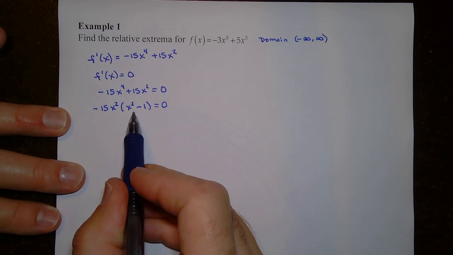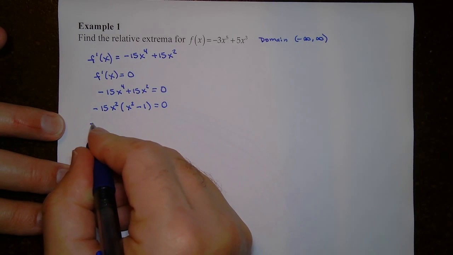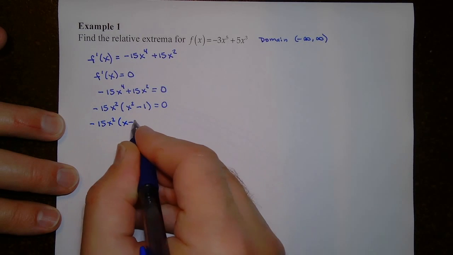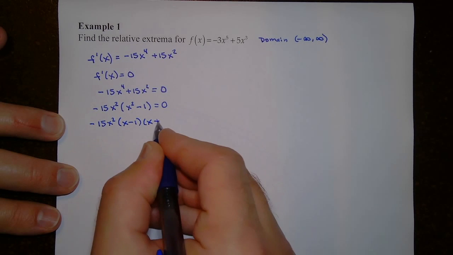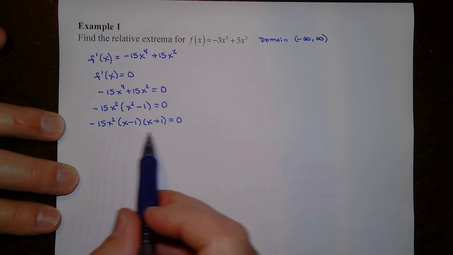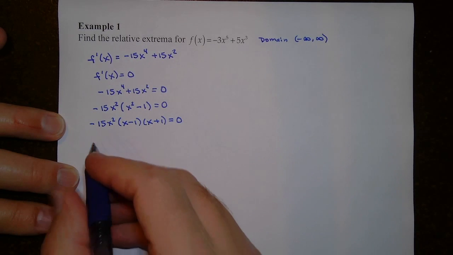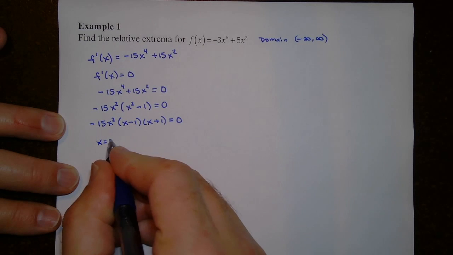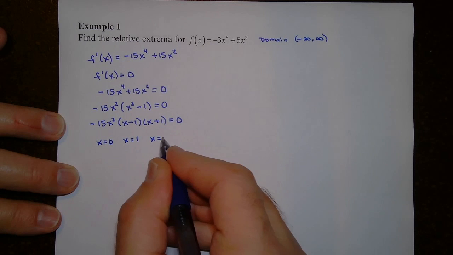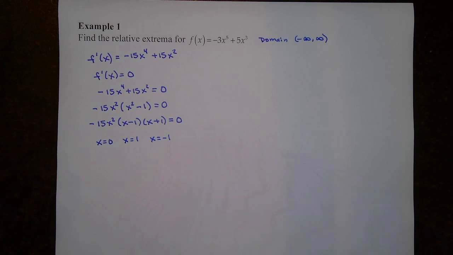Then we should notice, oh, that's a difference of squares. So that makes negative 15x squared times x minus 1 times x plus 1 equals 0. To solve this, this would happen when x equals 0, when x equals 1, and when x equals negative 1. So our function definitely has horizontal tangents at x equals 0, x equals 1, and x equals negative 1.